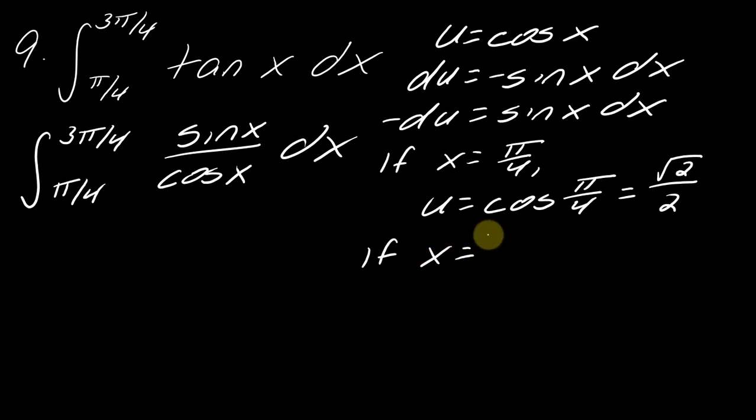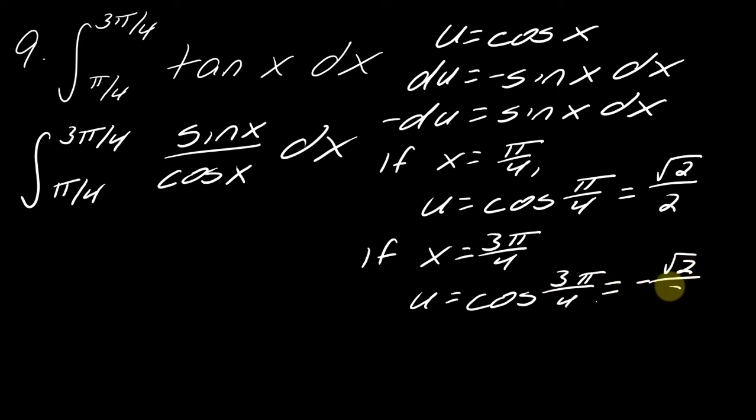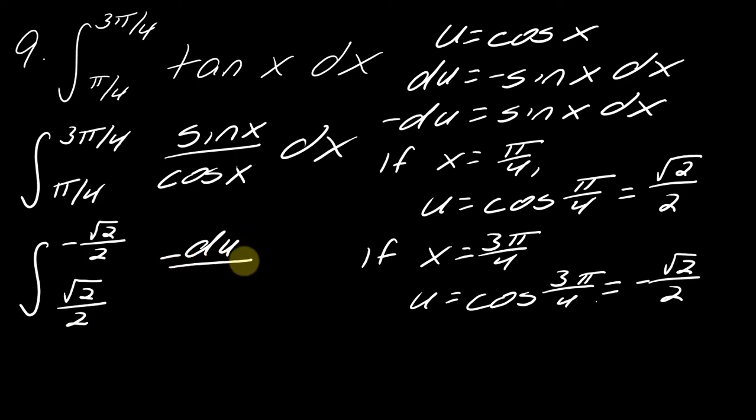And then if x is equal to 3 pi over 4, then my u is going to be equal to cosine of 3 pi over 4, which is going to equal negative square root of 2 over 2. Okay. So now, if I make all these substitutions, this becomes negative square root of 2 over 2, this becomes square root of 2 over 2, and then I have negative du over u.